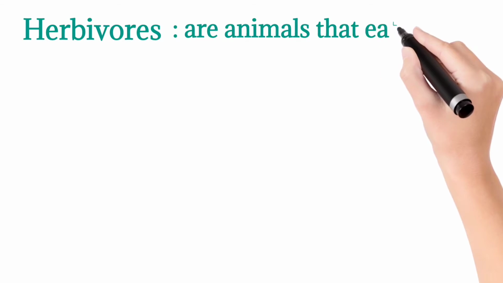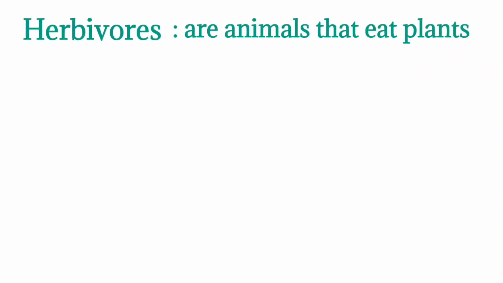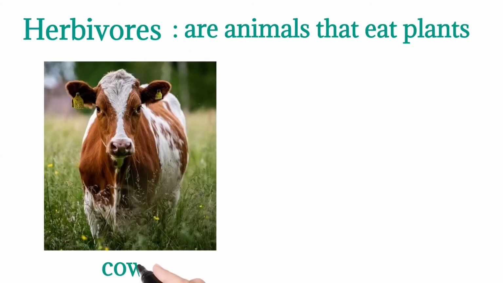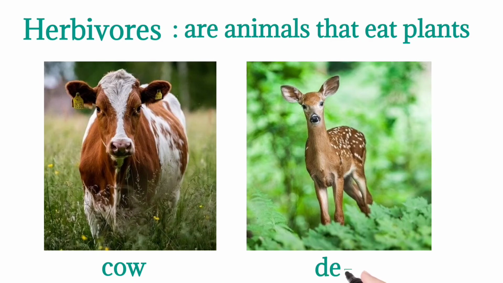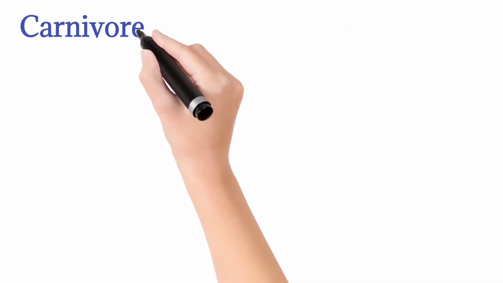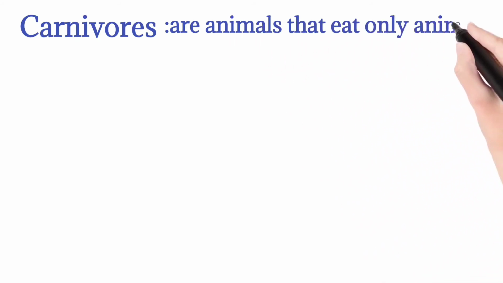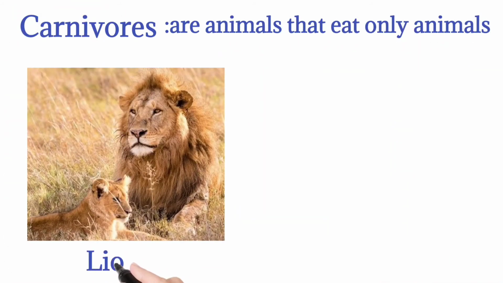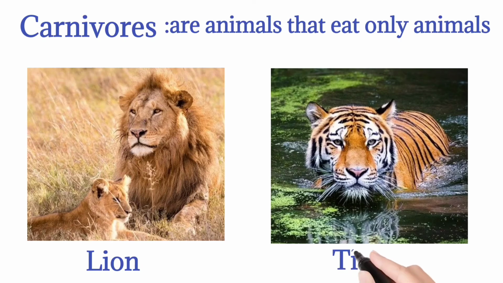Herbivores. These are animals that eat plants. Example, cow and deer. Carnivores. Carnivores are animals that eat only animals. Example, lions and tigers.